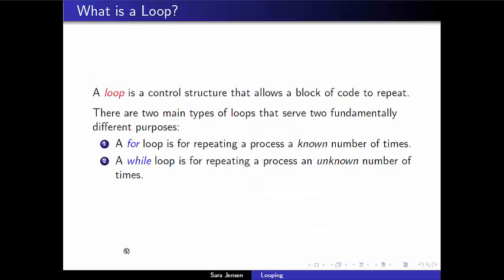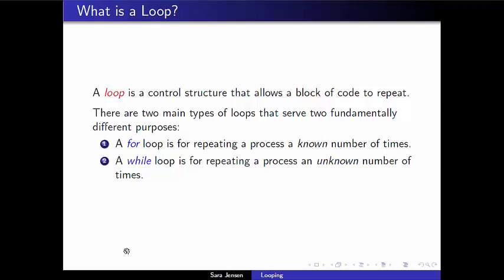Let's be a little bit more precise about what a loop is. A loop, similar to our branching statements, is a control structure that allows certain blocks of code to be repeated either a known number of times or until a particular condition is satisfied, often an unknown number of times. So similar to a branching statement, a loop is going to break the flow of control so that we no longer execute code sequentially, but in a different manner.